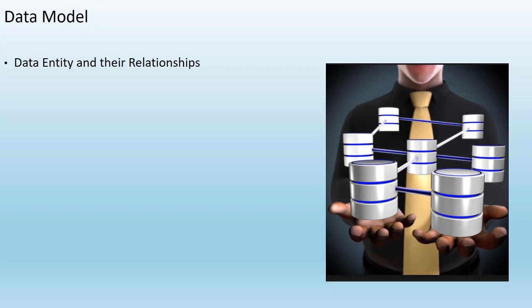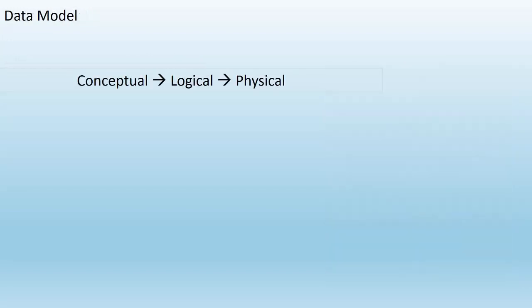Now, what is a data model? In simple terms, it's the data entities of your system and how they relate with one another, the relationships. Now, there are various levels of data model: conceptual, which is high level, to physical, which is very detail oriented, and logical being a state in between.